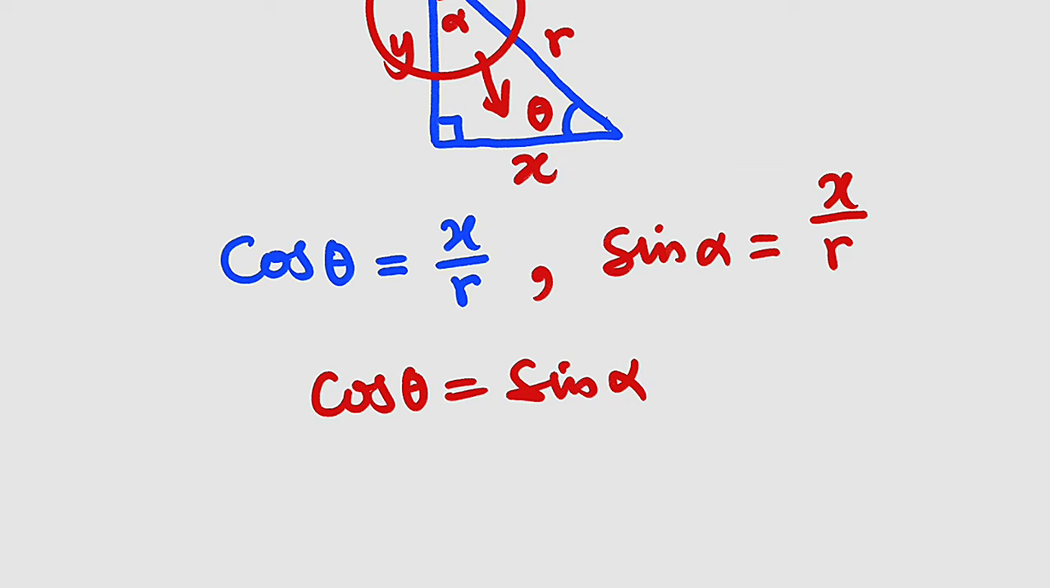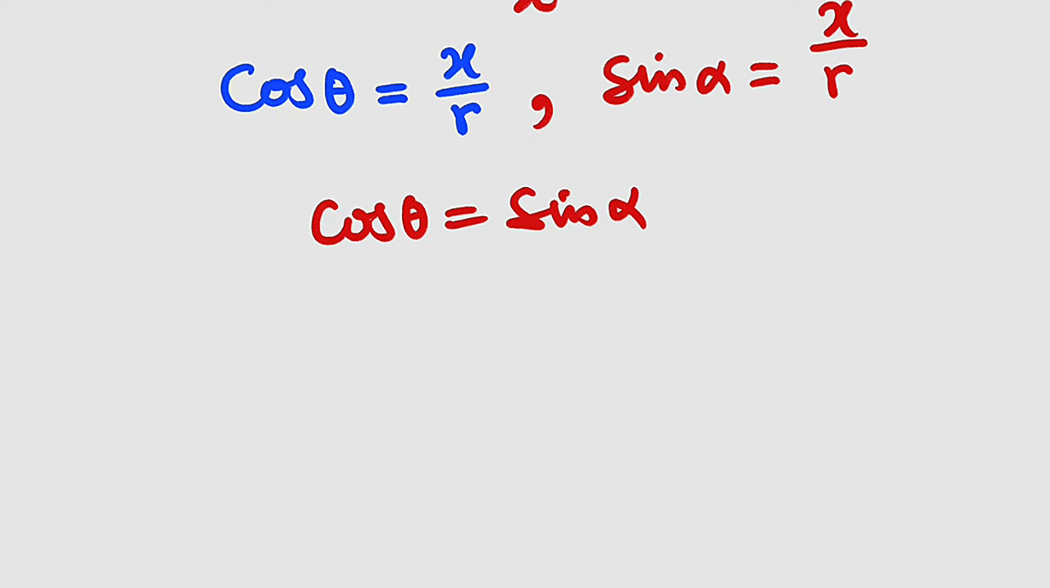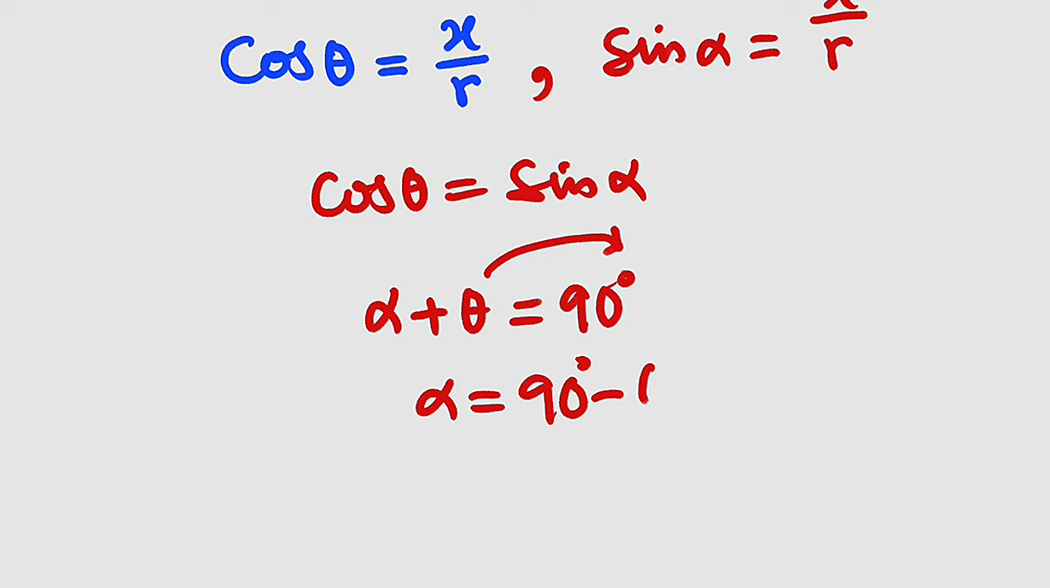But why is it possible? Let us examine something. Remember that the sum of all angles in a triangle equals 180, and already we have 90 degrees here. Therefore, the sum of these two angles must be 90 degrees as well, and we call them complementary angles. Alpha plus theta must be 90 degrees. So if we make alpha the subject, we take theta to the other side, and we have alpha equals 90 degrees minus theta.